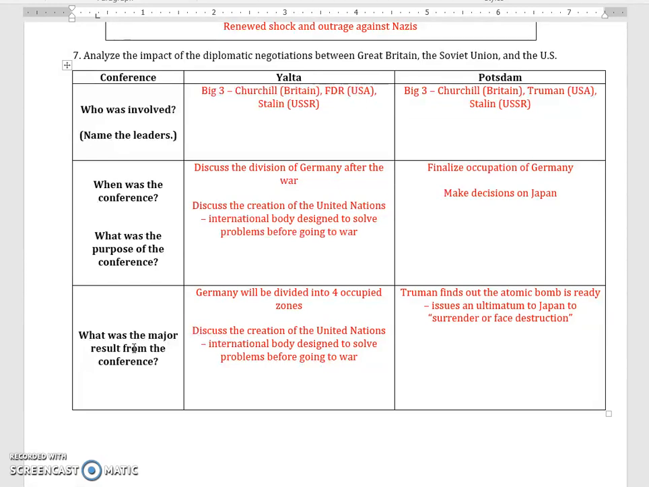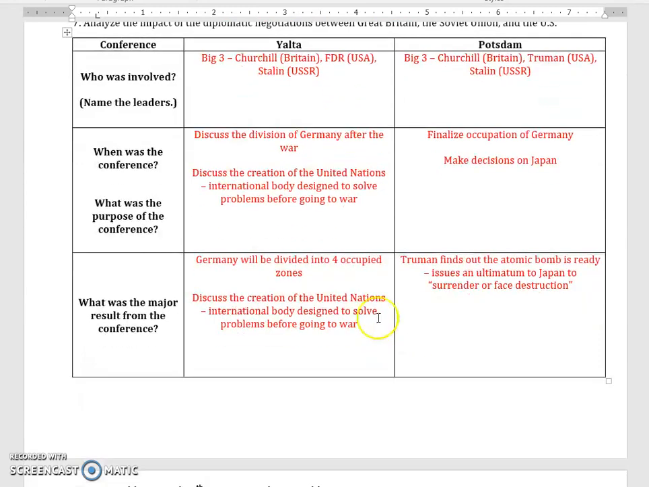At the Potsdam Conference, President Truman gets a message that the atomic bomb is ready to be used. It's been successfully tested. So he issues an ultimatum to Japan: surrender or face destruction. Of course, Japan did not surrender at that point, which did eventually lead to the U.S. using the bombs on Hiroshima and Nagasaki.